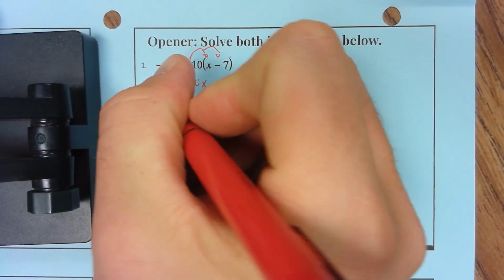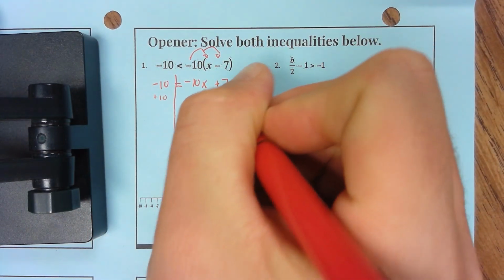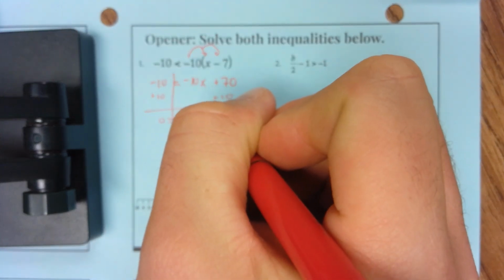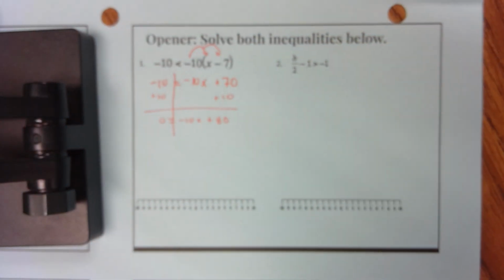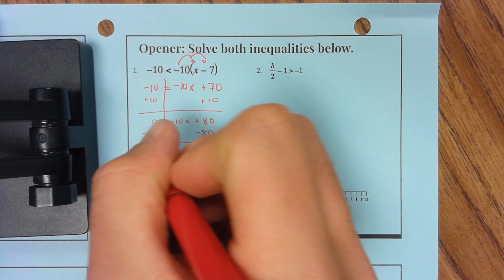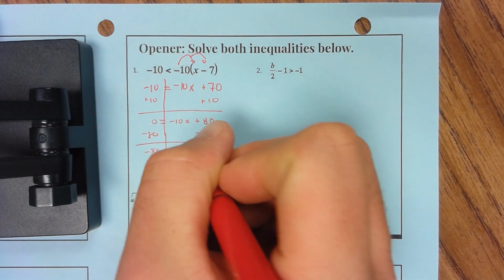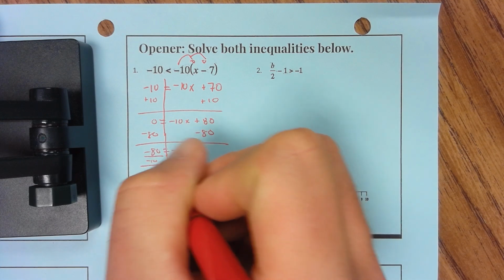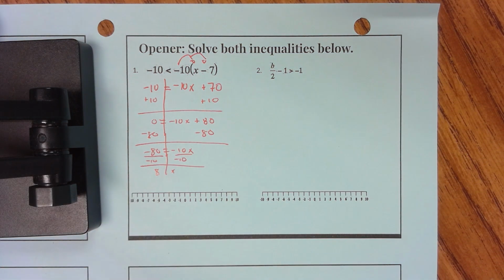Then I guess I'll get one side to be 0, so I'll add 10. So 0 equals negative 10x plus 80. And then I can minus 80. So negative 80 equals negative 10x. Divided by negative 10. Negative x is a positive 8.